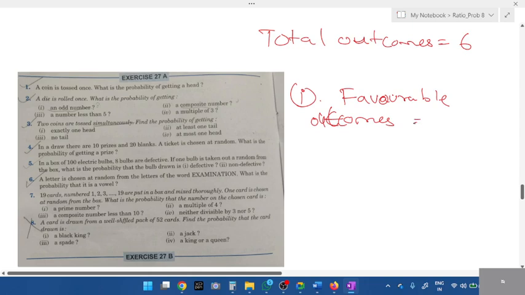What are the favorable outcomes, students? 1, 3, and 5. So, what's the answer? Probability of an odd number. You have to write the answer like this: P in bracket and odd number.